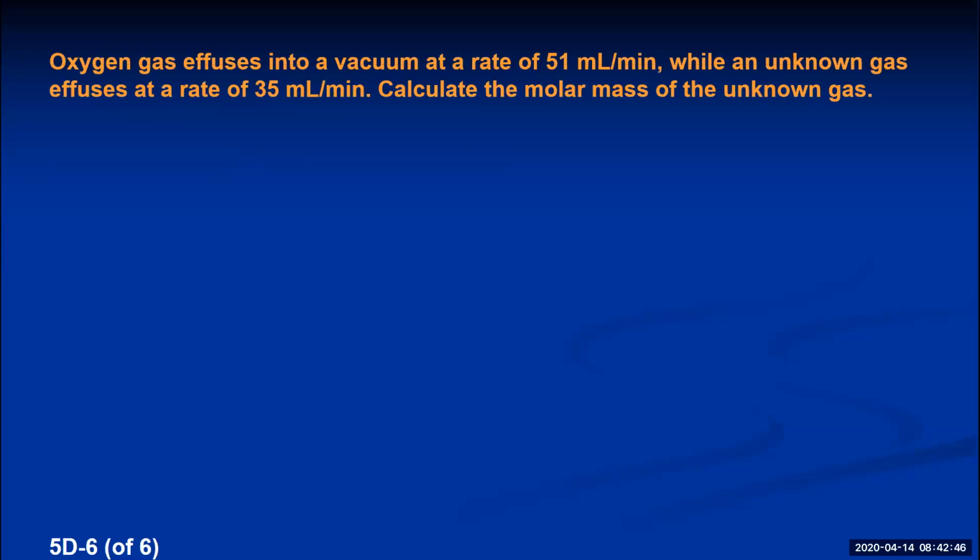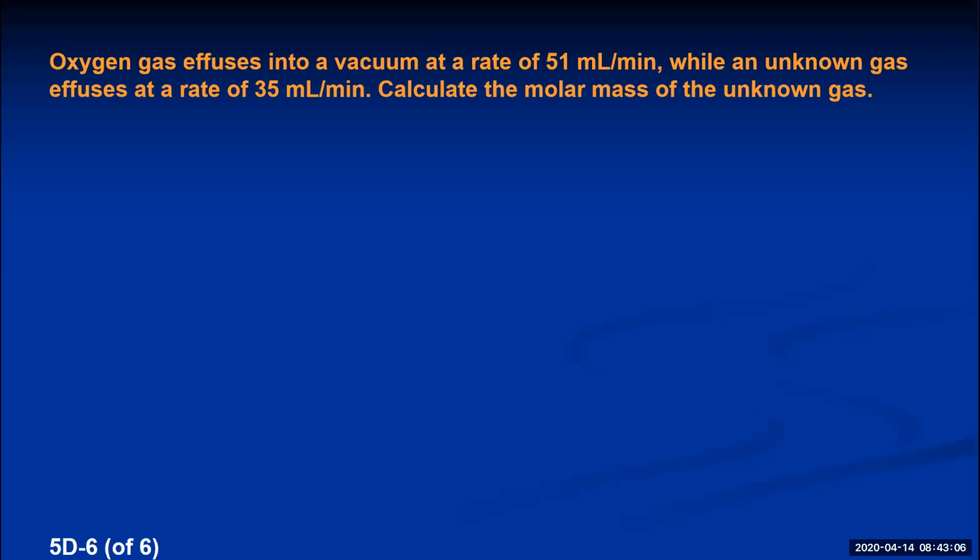Let's say oxygen gas is placed into a container, and you puncture a hole in that container, causing the oxygen gas to escape through that small hole. We have a name for that. That's called effusion. So if you have a container of oxygen, you punch a hole in it, and the oxygen gas effuses out, we can measure how fast the gas escapes.